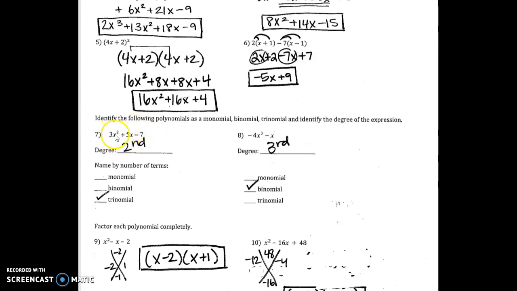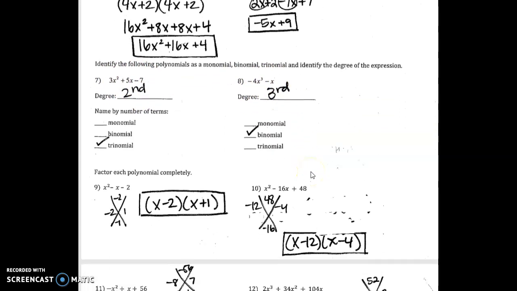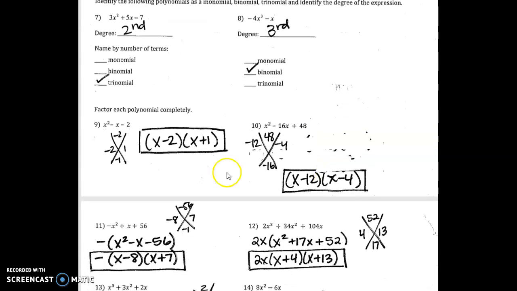When we solve this, we get 2 answers. If we solve this, we would get 3 answers. Factoring completely when there is a 1 in front of the x squared, these should be easy breezy.